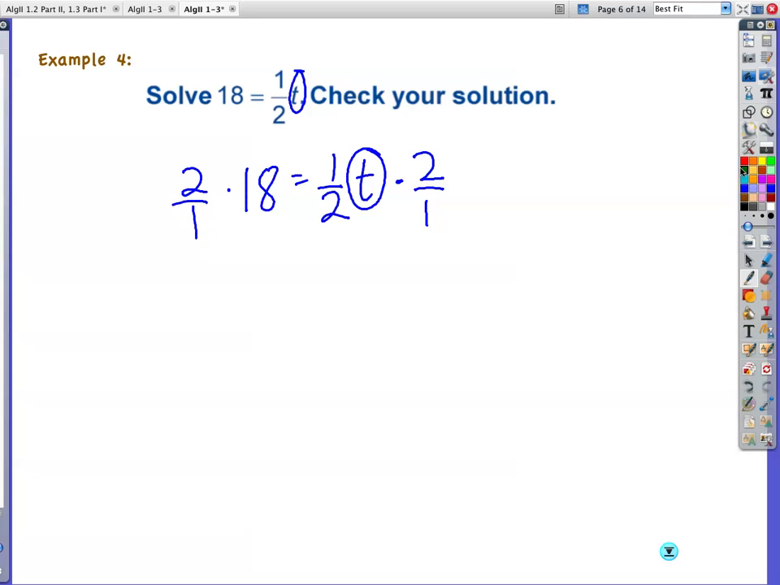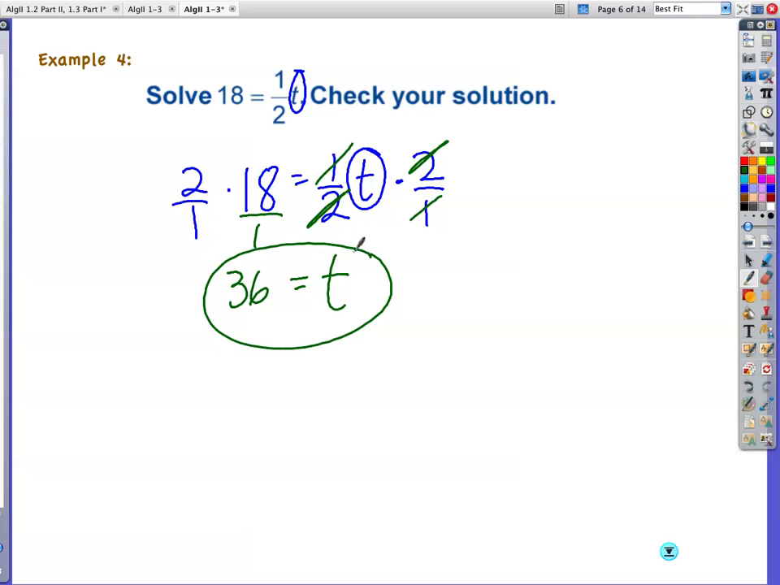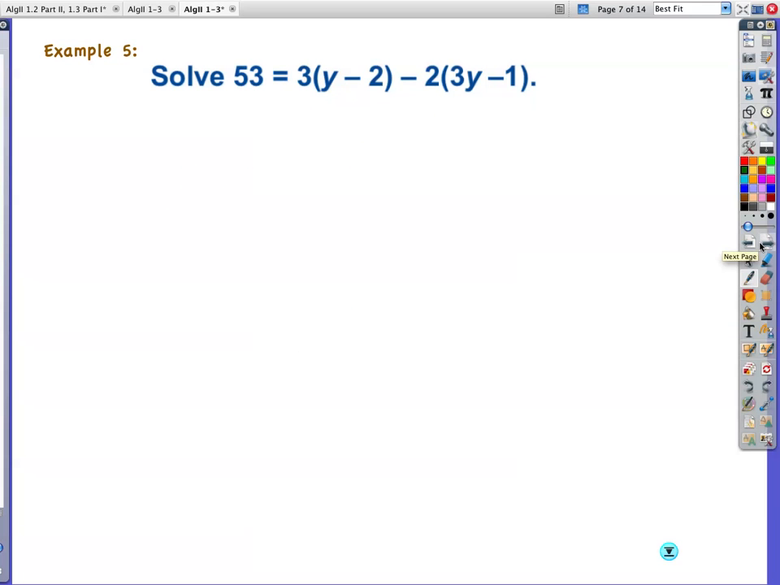What happens is this 2 cancels with this 2, this 1 cancels with this 1, I'm left with the t. How do we multiply with fractions? We take the top times the top and the bottom times the bottom. So 2 times 18 in this case is 36. If you really wanted to hit a home run here, we're going to take 36 times 1/2. Well, 36 times 1/2 is 18, so this checks. Woo! We're getting up there in the world here.